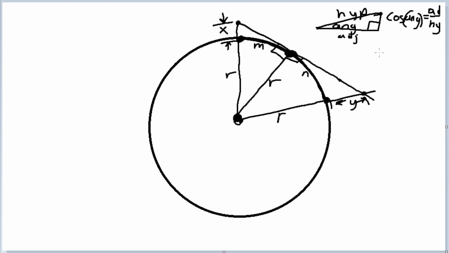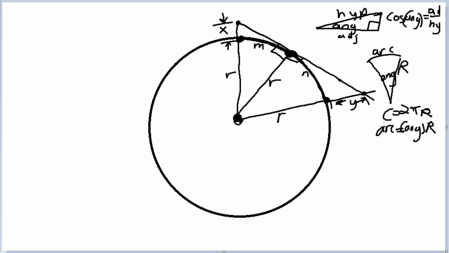So, yeah, cosine of an angle is adjacent over hypotenuse. And then the other thing we're going to need is, say you have an arc of a circle. You have an angle here, and you have an arc length, and you have a radius. Well, in the same way that circumference equals 2 pi r, a smaller arc equals just your angle times your radius. So these are the two things we're going to apply.